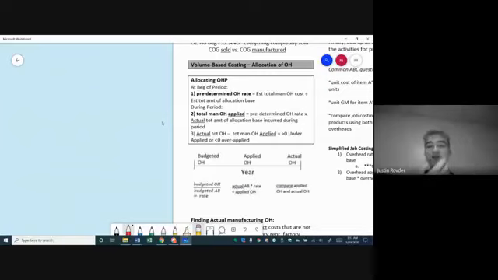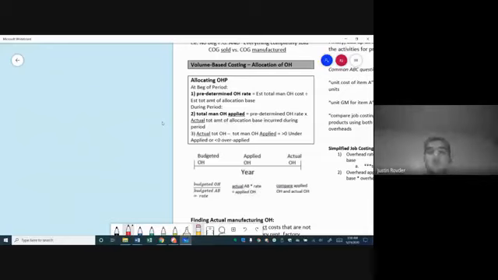Some other common allocation bases are machine hours and direct labor hours. All of those can tell you if you're more busy during a certain period, or if a product is using a lot of those, then it tells you that the product is using a lot of a company's resources. Now, in managerial accounting problems, they will tell you exactly what your allocation base is, because these are subject to what the company believes is a good measurement of how busy they are. So they will tell you these in the problems.